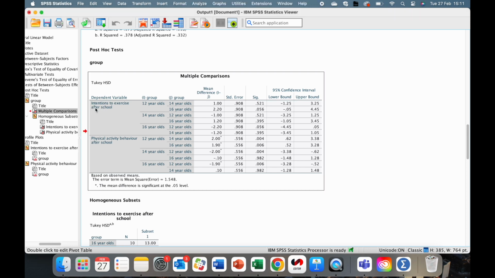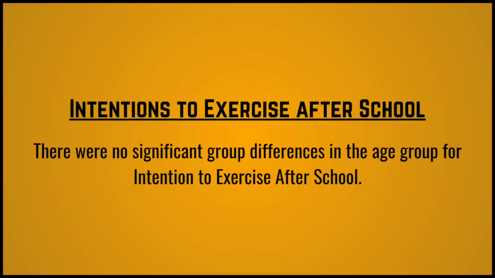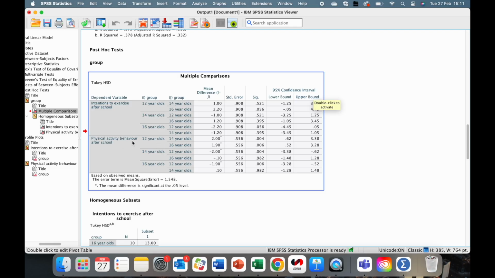Looking at the multiple comparisons table, we do one dependent variable at a time. You look for the significance, report if there are any significant group differences for that dependent variable. For intentions to exercise after school, there are no significant group differences in the age group for intention to exercise after school. We will then repeat this with the second dependent variable. There are significant group differences in the age groups in physical activity behavior after school. 12-year-olds take part in more physical activity than 14-year-olds and 16-year-olds.